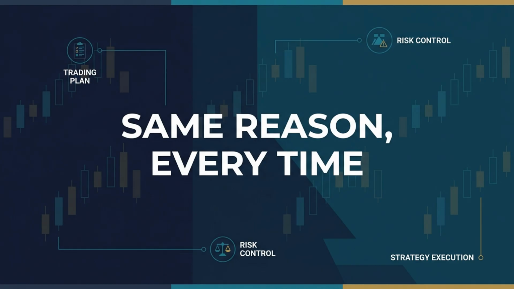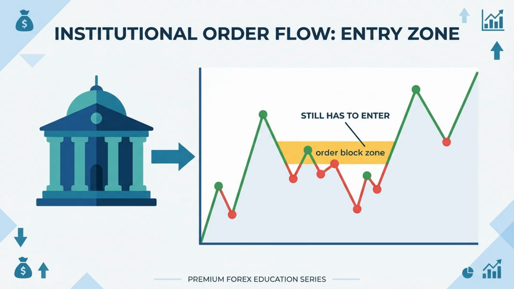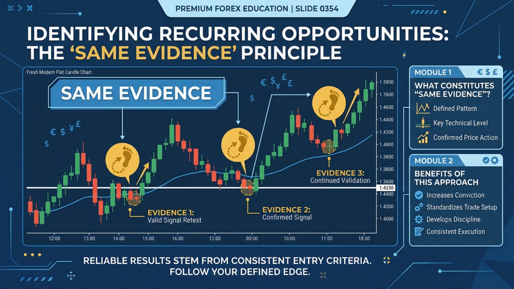Order blocks work for the same reason. The mechanics of large order execution don't change just because more people understand the theory. Big money still has to enter somewhere. It still leaves the same kind of evidence behind.